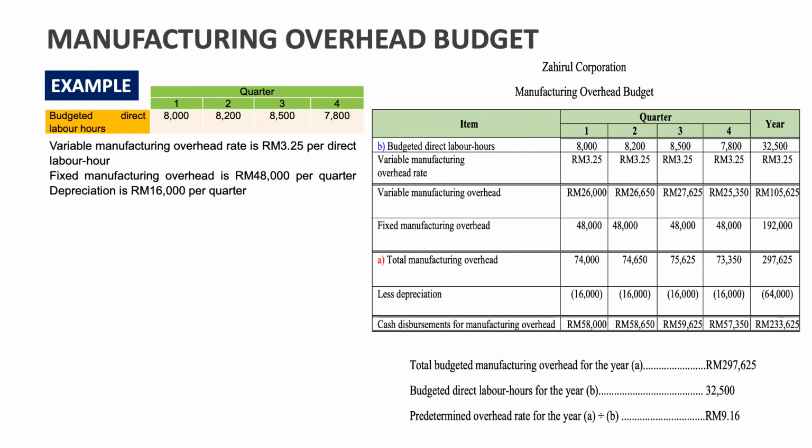Why do we need to minus the depreciation? Because depreciation is a non-cash item, so we need to take that out so that it will give you how much money is really involved for you to bear the manufacturing overhead. So the calculation is given to you.